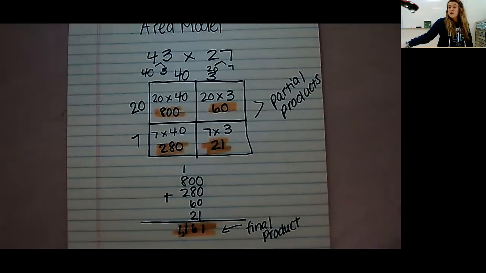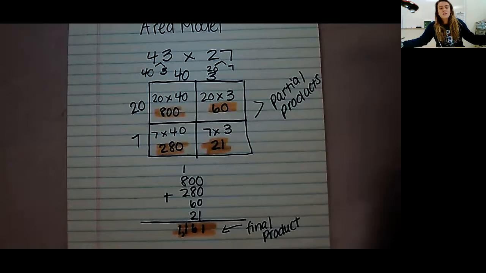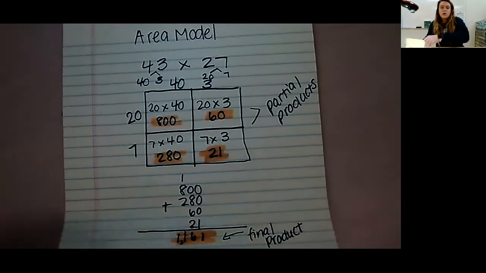So this one might take a little bit longer to do compared to the standard, but if they're understanding it and they're getting the right answer, I tell my kids, whatever gets you the right answer, I want you to use it. And this is one of them that I would say a lot of my students do choose to use. Now, in addition to the area model, there's also a strategy called partial products.